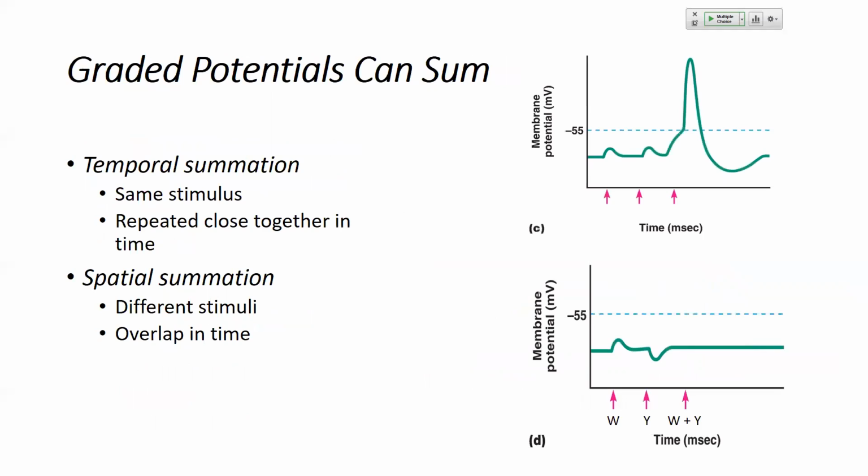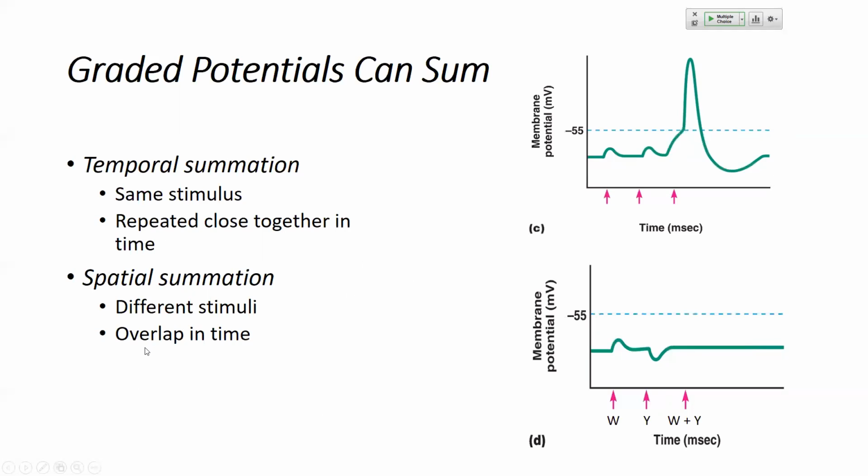Okay, now these graded potentials have the ability to sum or to add onto one another, and this is what we call summation. There are two types of summation. There's temporal summation and there is spatial summation. So temporal summation is if you have the same stimulus, all right, and what you have is a repeat in the membrane potential change that is relatively close together in time. So you have a stimulus here, you have a bump in the membrane potential, another stimulus here, another bump in the membrane potential, right? And then you fire an action potential. These two very small stimuli summated or added onto each other.